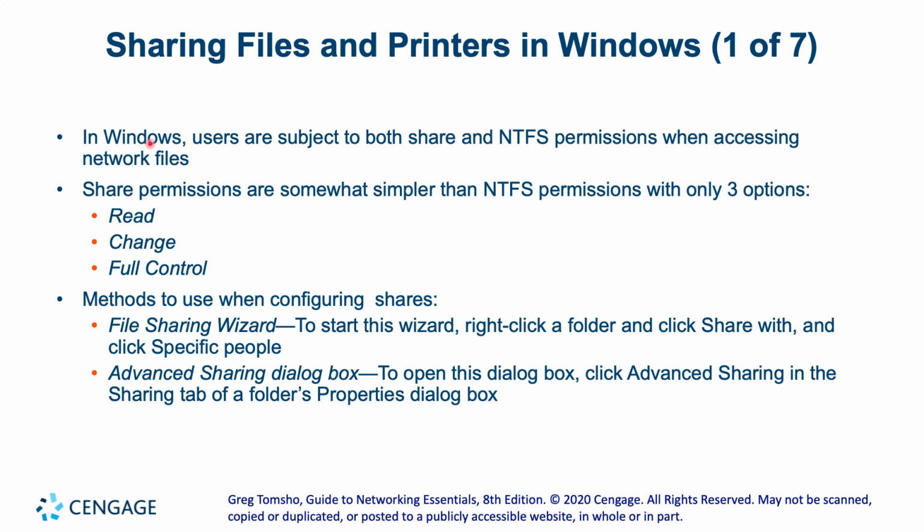When you assign those permissions and you access the file over the network, it's going to combine the share permissions with the NTFS permissions, and you're going to get the most restrictive of all of those permissions. So for instance, if I have full control on the NTFS and I have read permissions on the share, then I'm going to have read permissions. It's going to be the most restrictive.